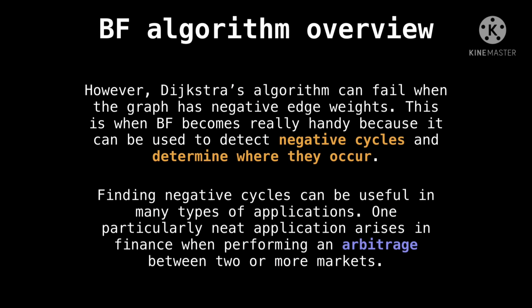A neat application of Bellman-Ford and negative cycles is in finance and economics when performing an arbitrage between two or more markets. I'm not an expert, but this is when prices between different markets are such that you can cycle through each market with a security such as a stock or a currency, and end up with more profit than you originally started with, essentially getting risk-free gains.